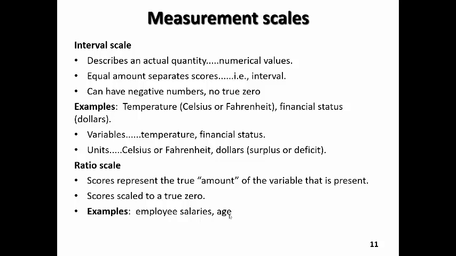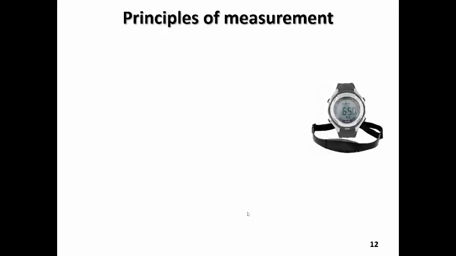It's scaled from zero. And what we see here to keep in mind is that with the interval and ratio scales, these latter two scales, there is some overlap. And to differentiate that overlap requires that the variables, temperature, financial status, employee salary, and age, in a research study be very clearly defined with a great deal of precision.